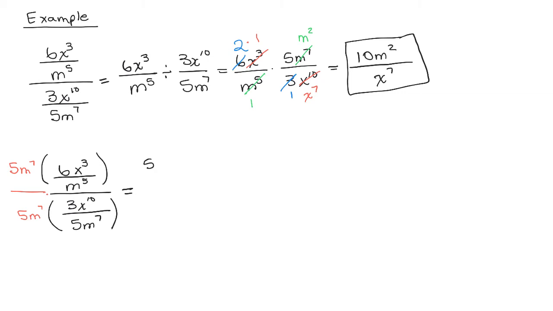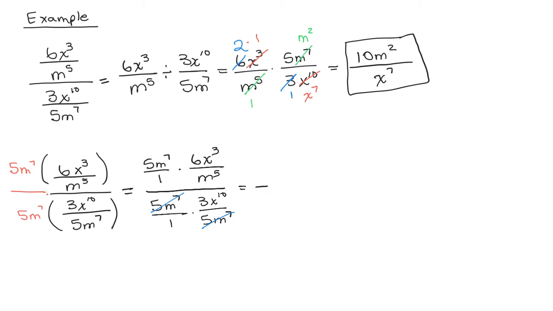So we have 5m to the 7th over 1 times 6x cubed over m to the 5th. Notice I'm writing it as a fraction just so you realize it's in the numerator, but you don't have to put over 1. And then in the denominator, I have also a 5m to the 7th over 1 times 3x to the 10th over 5m to the 7th. Not everybody has to write that step, but I like to show it. So these completely cancel, right? So I can see what's going to happen in my denominator. All I'm going to have is a 3x to the 10th over 1.